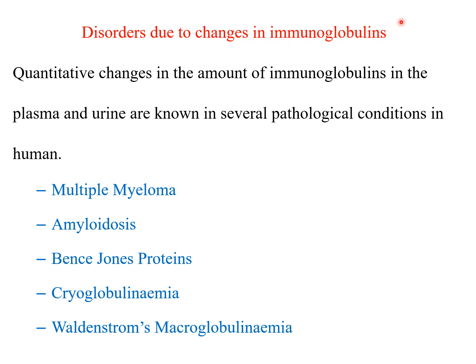Disorders due to changes in immunoglobulins. Quantitative changes have been observed in the amount of immunoglobulin in the plasma and urine in various pathological conditions like multiple myeloma, amyloidosis, Bence Jones protein, cryoglobulinemia, and Waldenstrom macroglobulinemia.